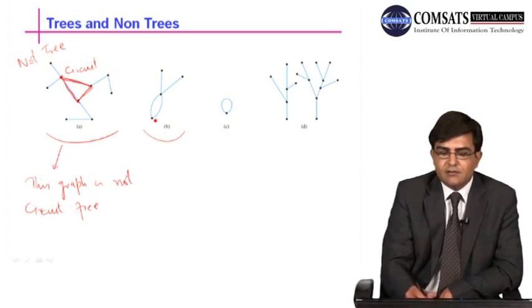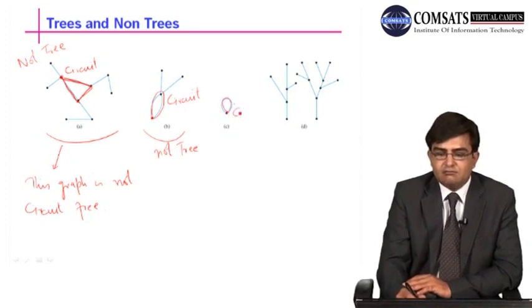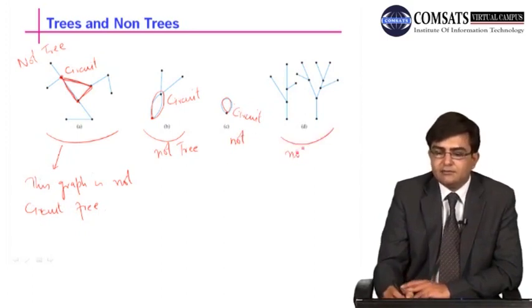This graph also has a circuit here. We can start from here and we can come back here. So it's also a circuit here. It's not circuit free, so this is not a tree. This is also a circuit. This is not a tree also. This is not a tree. Why?